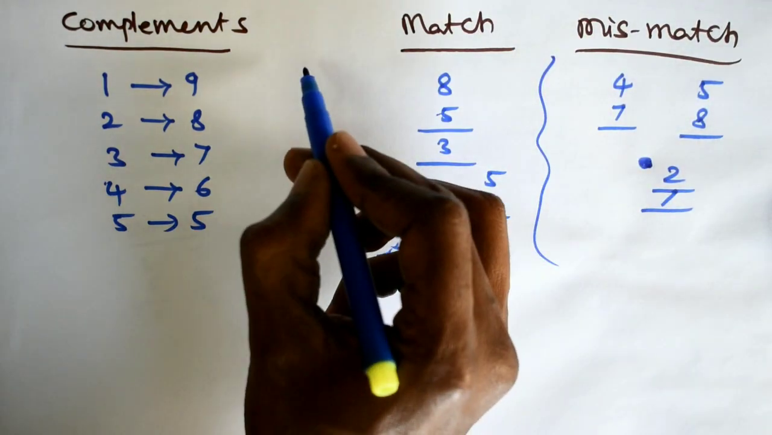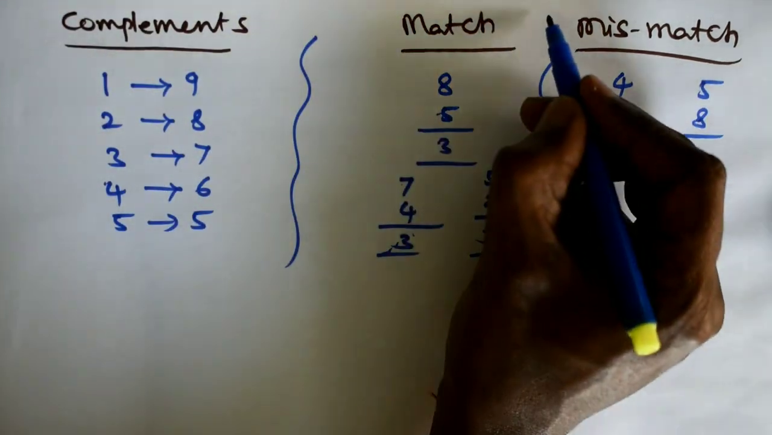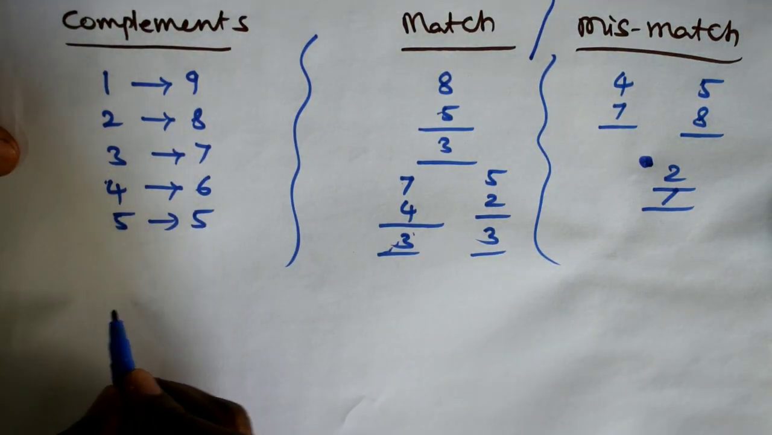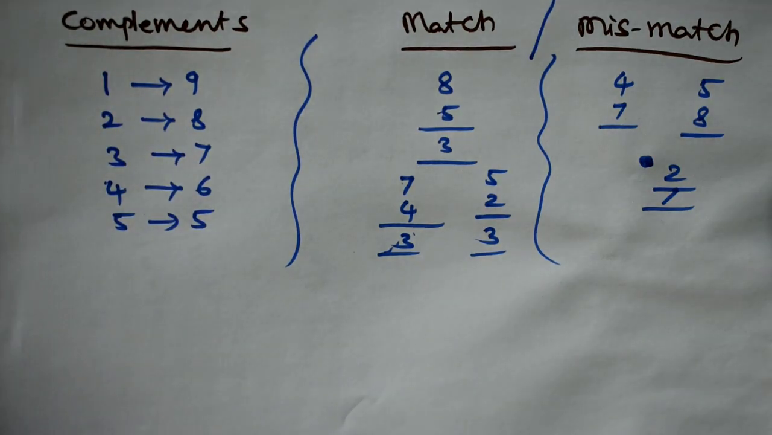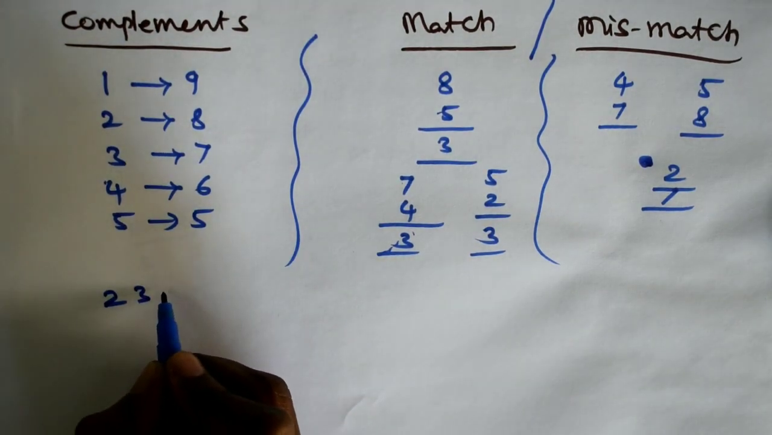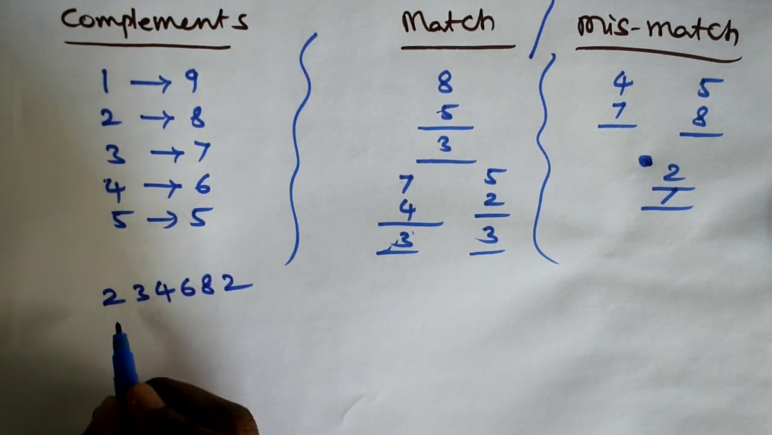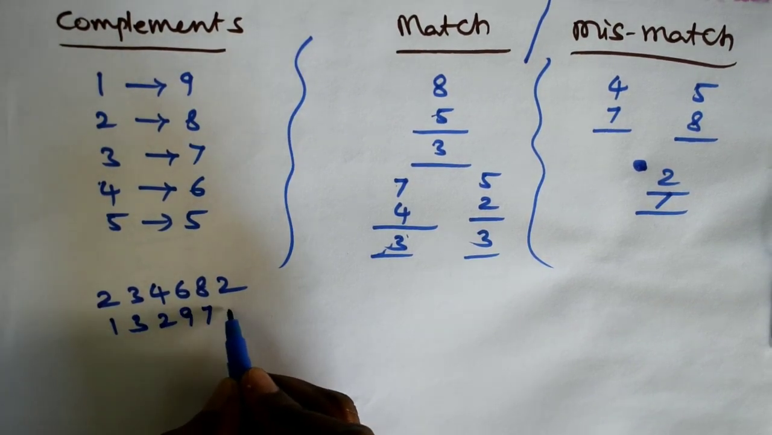Right? Now we have seen basic things like complements and match and mismatch. Based on this, we will move on to subtraction. Let's go with an example and consider any random number, like 234682 minus 132976.